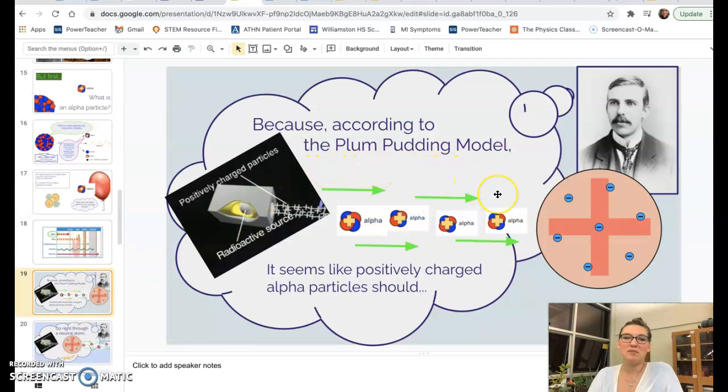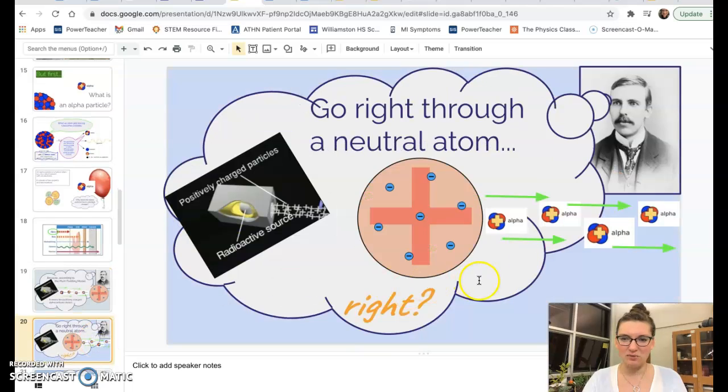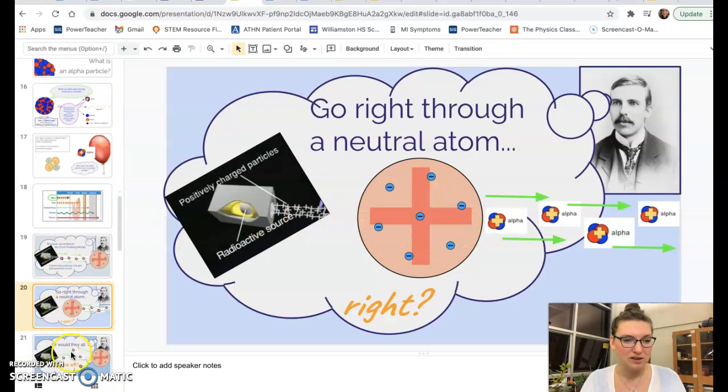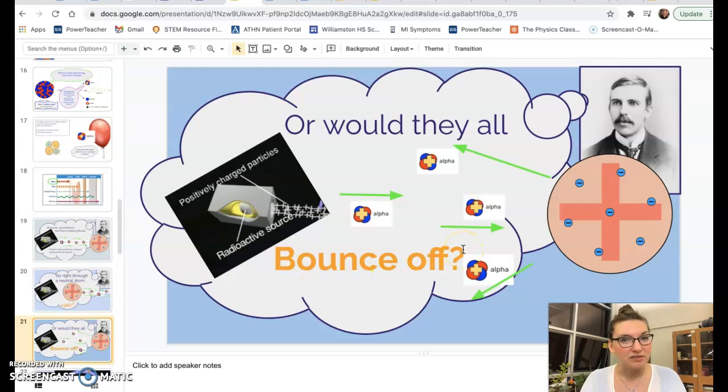So according to the plum pudding model, it seems like positively charged alpha particles should, and I want you to think about this for a second to yourself, if we're shooting positively charged particles at this plum pudding model of the atom, what are they going to do? Do you think that they will go right through? Just kind of bust through those negatively charged particles, bust through that positively charged fluff? Or do you think they're going to bounce off?